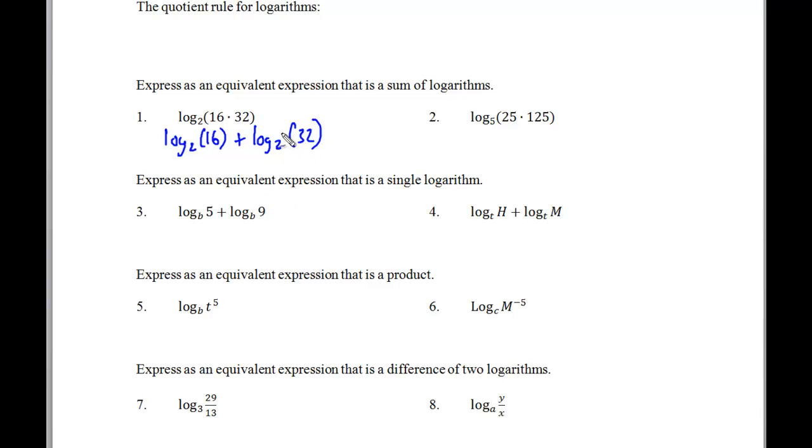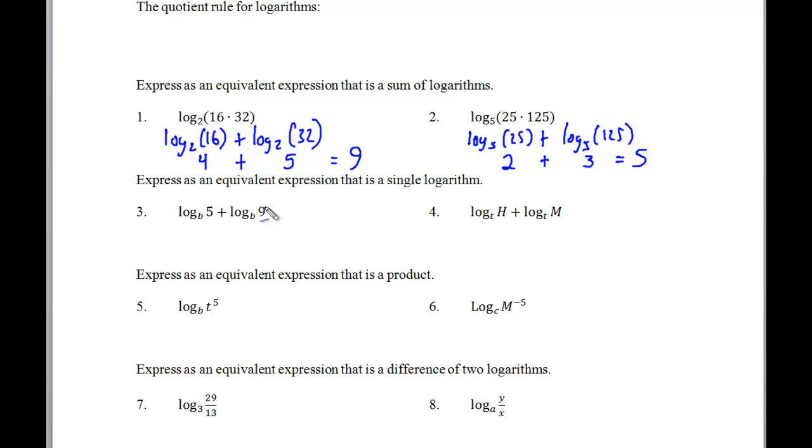Now this is about where the book ends. Now we actually can take this a little bit further because 2 to the what power is 16? That would be 4. And 2 to the what power is 32? That would be 5. So your answer for this problem, completely simplified, is 9. Same thing here. We can take our log base 5 of 25 plus log base 5 of 125. Now this is where the book might end, but I will push you a little bit forward. 5 to the what power is 25? That would be 2. 5 to the what power is 125? That would be 3. So your answer is 5 for this problem.